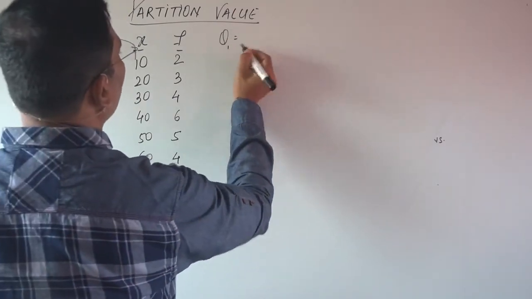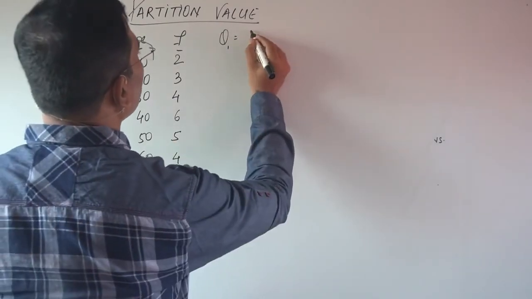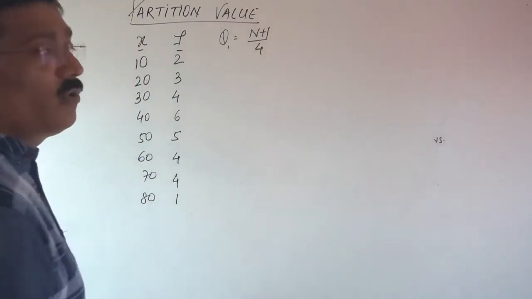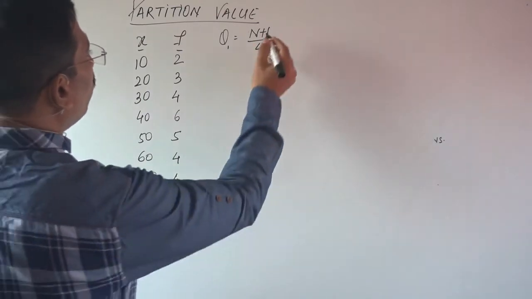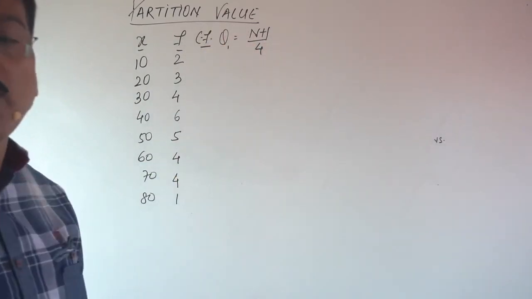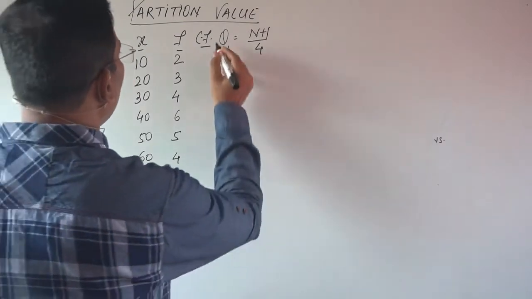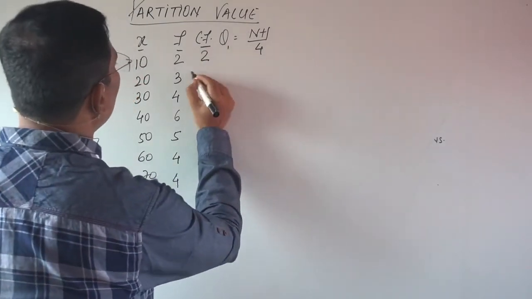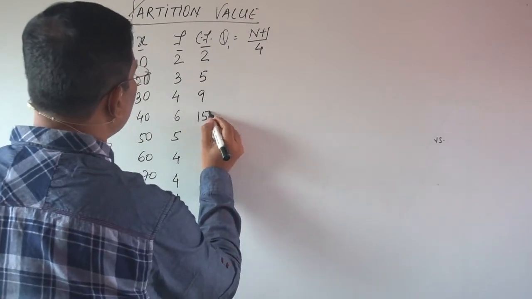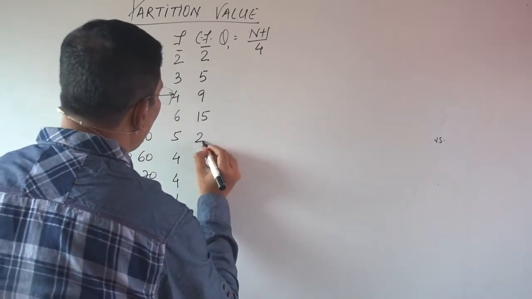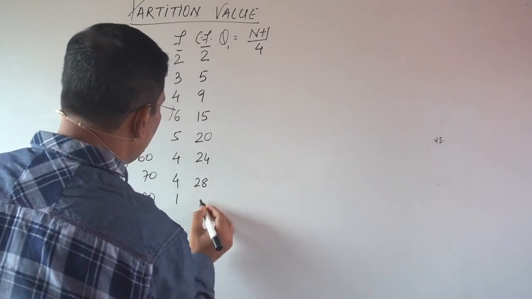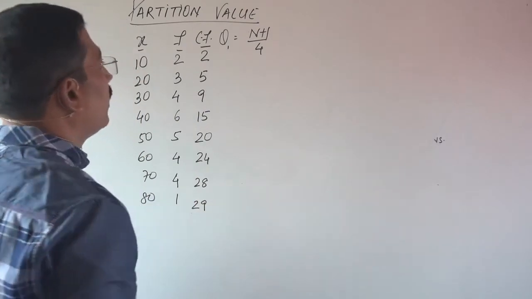First, how will you calculate the lower quartile? The formula is (n plus 1) upon 4. For it you will have to find the CF. First of all, you will have to calculate the cumulative frequency. Then what will the cumulative frequency be? 2 plus 3 is 5, plus 4 is 9, plus 6 is 15, plus 5 is 20, 24, 28 and 29.